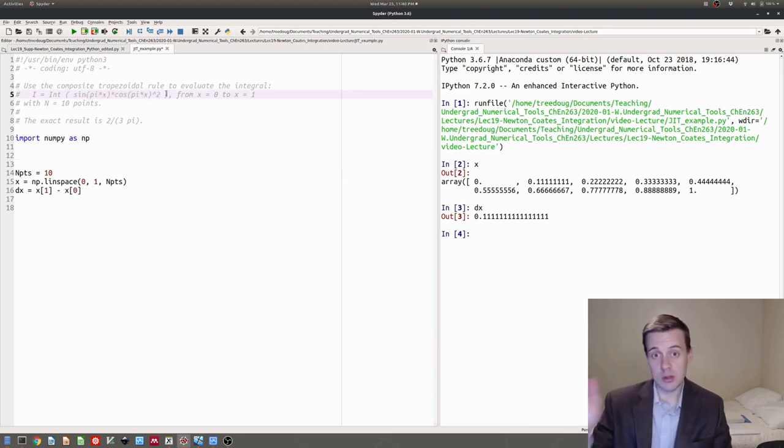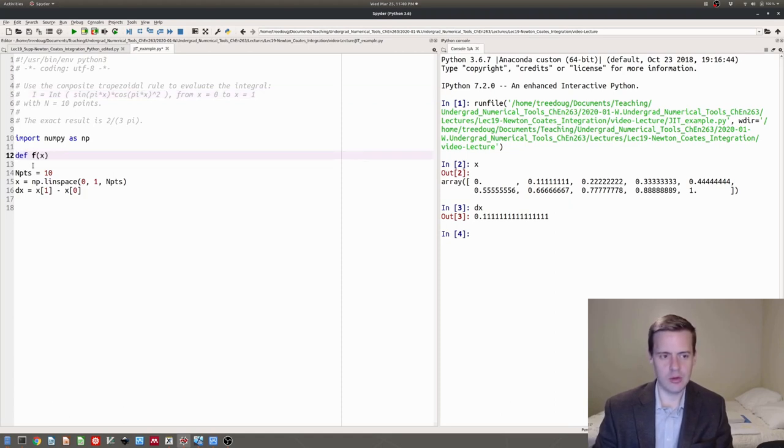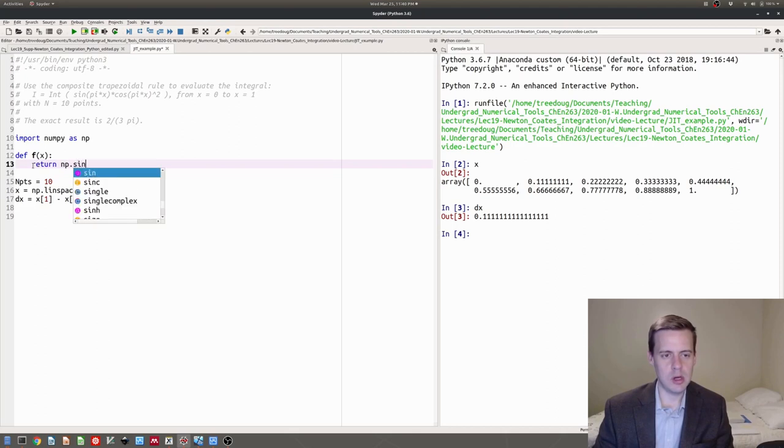So the next thing is I need to define my function because I need to evaluate it at those different points, right? So to do that, let me define my function f of x. It's going to be numpy.sin of pi times x multiplied by numpy.cos of pi times x, where that guy is squared. Square the cosine.